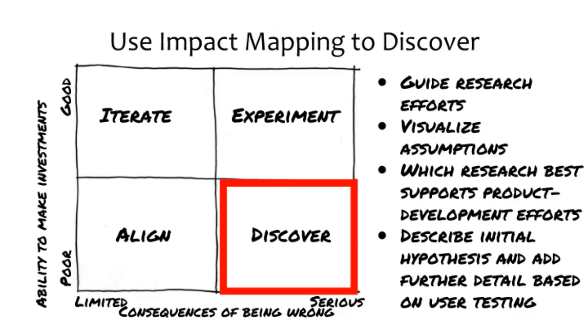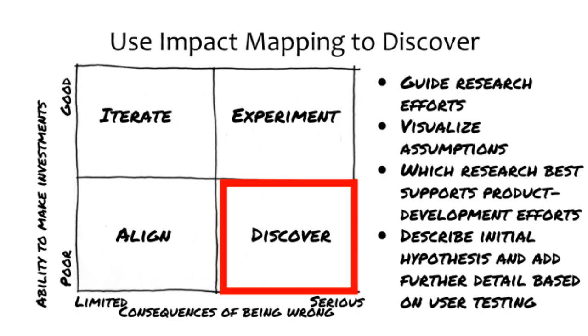The discover context is characterized by poor ability to make investments and serious consequences of being wrong. An example is an organization that is looking to produce innovation products or has initiatives with huge financial risk but a small budget or an onerous funding process. In this context, you can use impact maps to help guide your research efforts. The impact map helps you to visualize your assumptions and identify what research will best support your product development efforts.